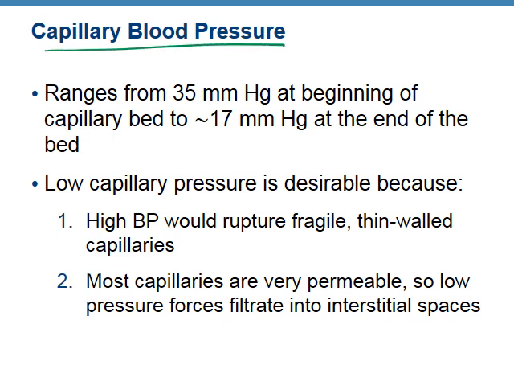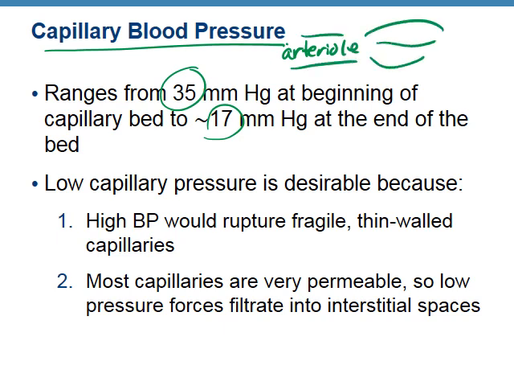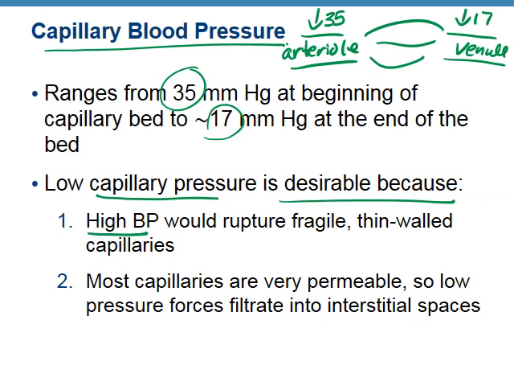So capillary pressure. We could go back to the chart and look at it. It's about 35 as it enters the capillary bed, and it's about 17 as it leaves the capillary bed. So if we're on the arterial side going into the capillary bed, and then coming out on the venular side, on this side the pressure is 35, and on this side the pressure is 17. Low capillary pressure is desirable because high blood pressure would rupture the thin walls of the capillaries. Remember, they're only simple squamous. It's one layer of cells.